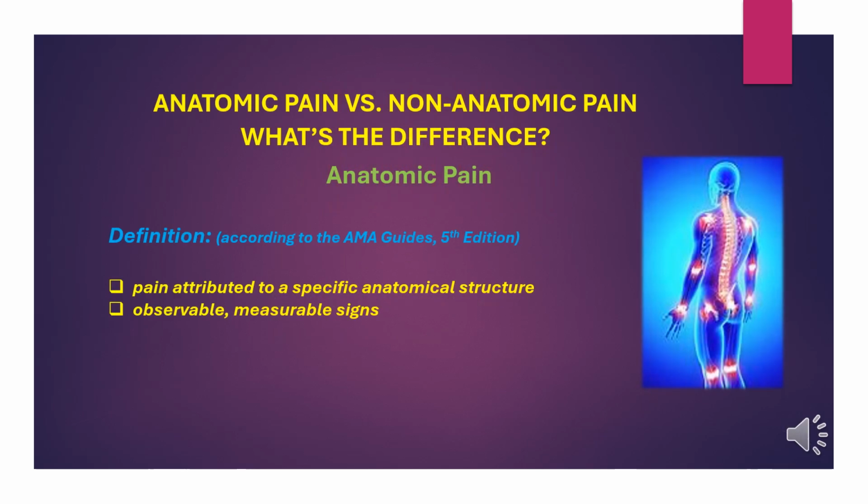Let's begin with anatomic pain. First of all, anatomic pain is described according to the AMA Guides as pain that can be attributed to a specific anatomical structure or injury. This type of pain is typically associated with observable and measurable signs, such as those seen in conditions like an obvious broken bone, a torn ligament, or nerve damage.